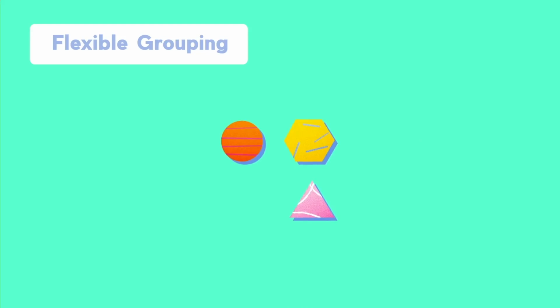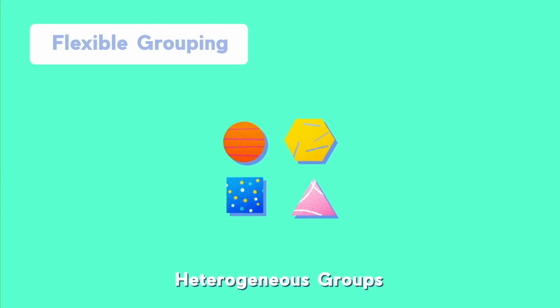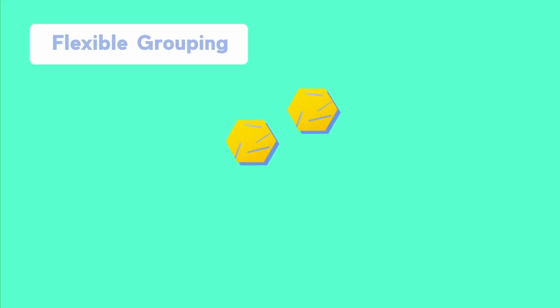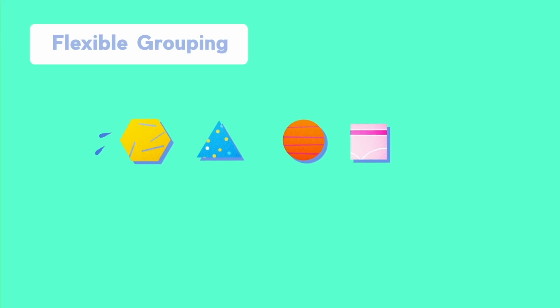Students can also be organized in heterogeneous groups so they can support each other in their learning. Flexible grouping also allows students to work with different peers in a variety of situations. Students need opportunities to work in group settings they are comfortable with, as well as those that challenge them to learn and grow.